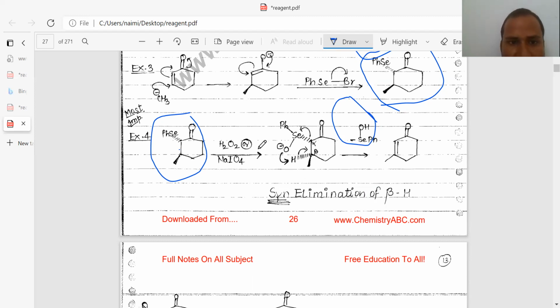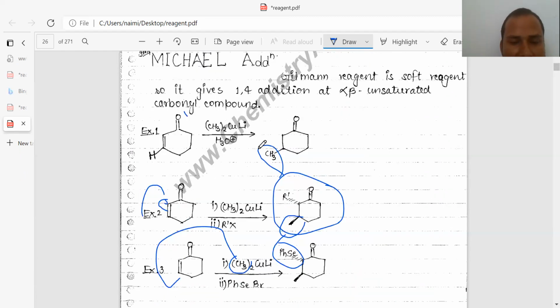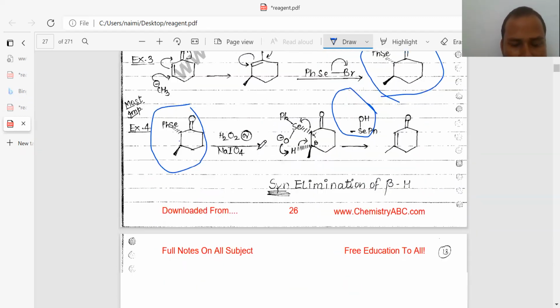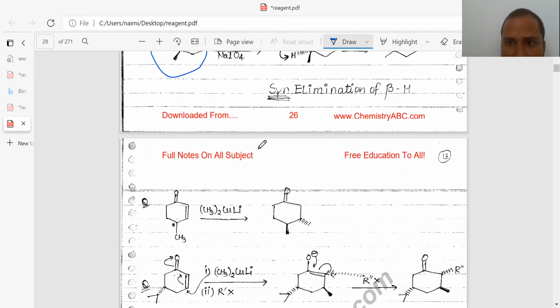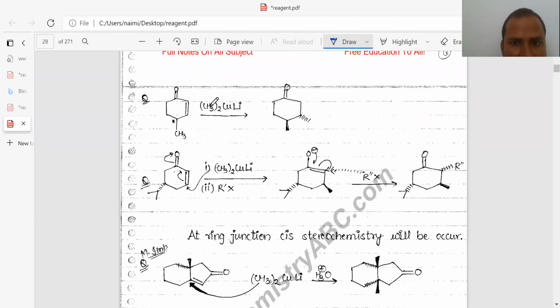It is one of the best examples, and this example has been asked in CSIR-NET and GATE exams, and some questions have also been asked in IIT Advanced. After this syn elimination, or you can say beta elimination, beta hydride elimination, we will discuss here. In this, you can see this bond, this Gilman reagent will attack this position, it will attack on this one. Your product, it is already present, so this is on the wedge. New groups which come here will be present on the dash side. So it is the trans product.